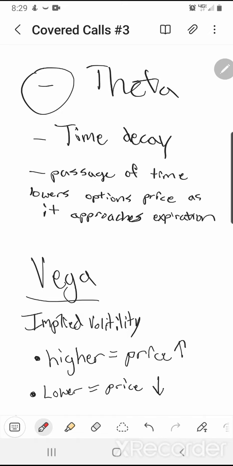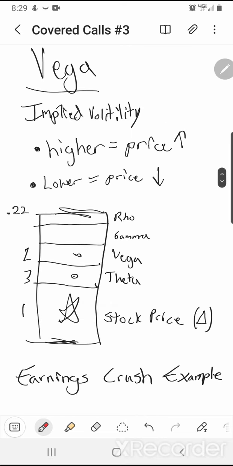Because over time, as we get to expiration, that premium is going to go to 0, which is good for us because we're selling that. We get the premium and we don't have to pay it back the faster it goes to 0. Vega, implied volatility. The higher volatility, the higher the price of the option. Lower volatility, the lower the price of the option.